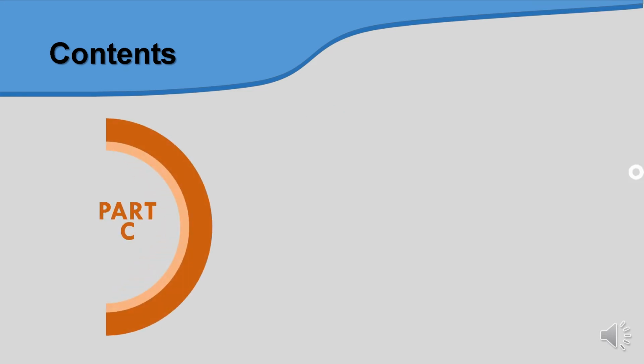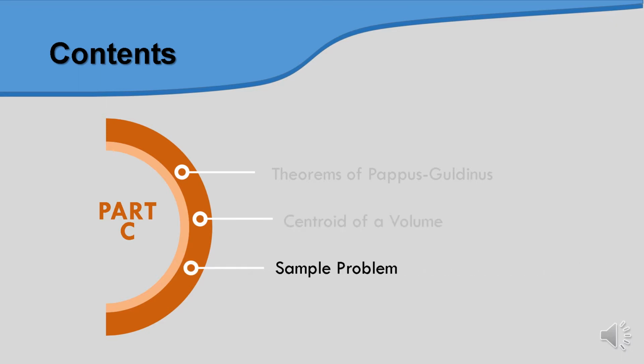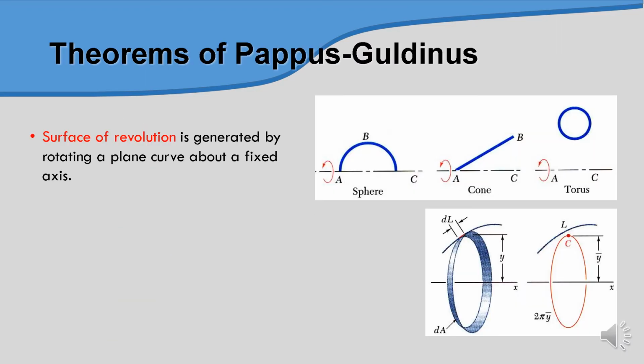In this part, we will cover the theorems of Pappus-Guldinus, the centroid of a volume, and finally we have a sample problem. Theorem of Pappus-Guldinus.